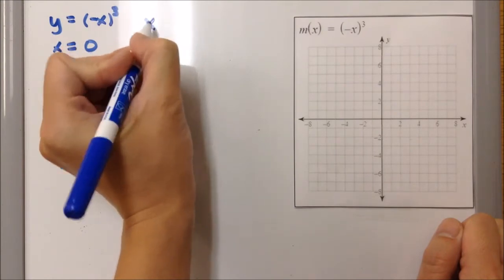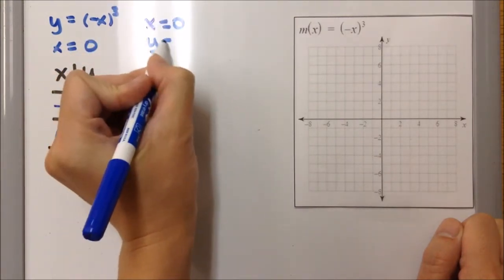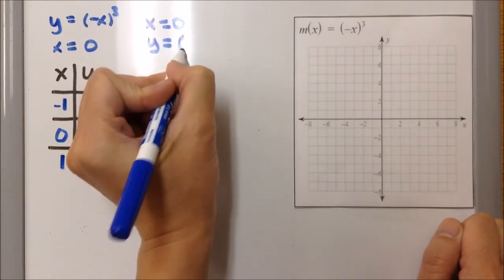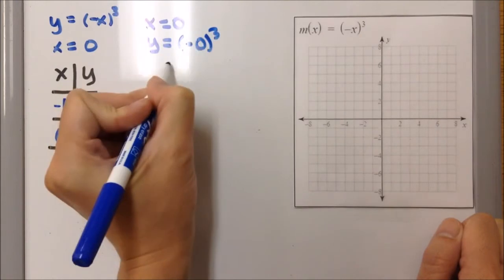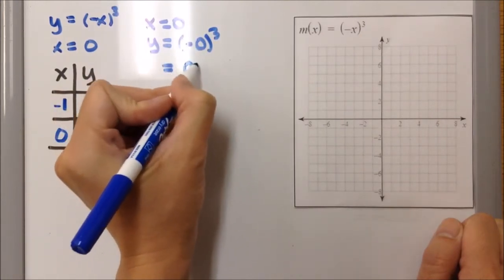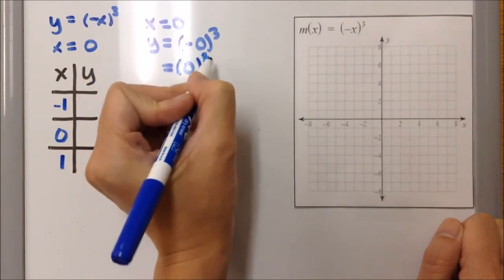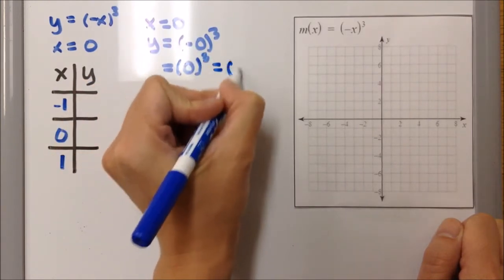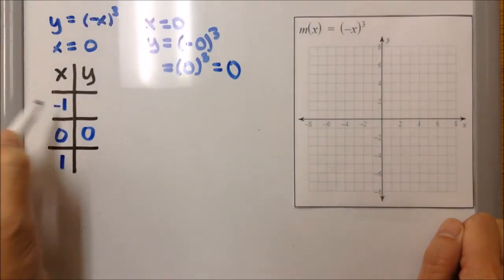So first one is x equals 0. So negative 0 to the third power. Well, negative 0 is just 0. And then to the third power, 0 times 0 times 0 is just 0. So I'm going to write right here. Alright, now we're going to do negative 1.